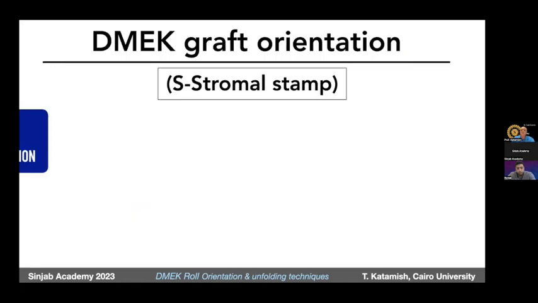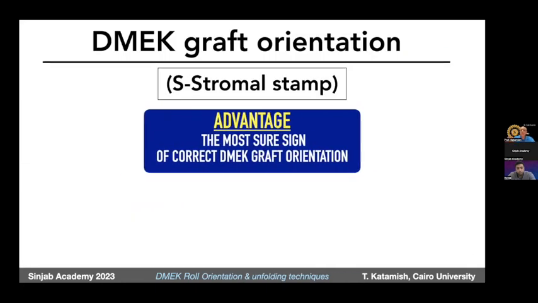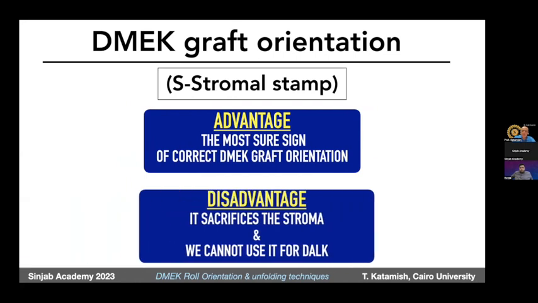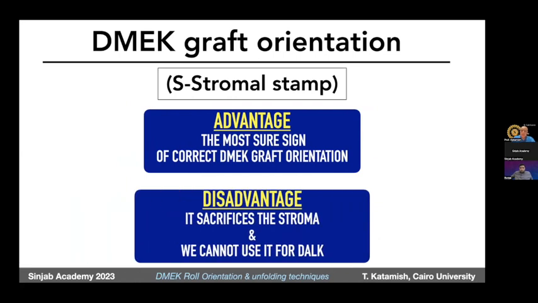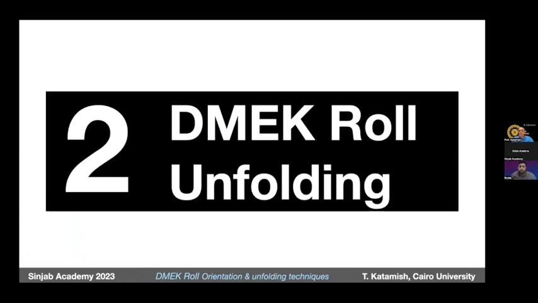So the S-stromal stamp is the most sure sign of correct graft orientation. This is the advantage. The disadvantage, as I have mentioned, is that it sacrifices the cornea and we cannot use it for that. So I will come now to the second part of my presentation, the DMEK roll unfolding.